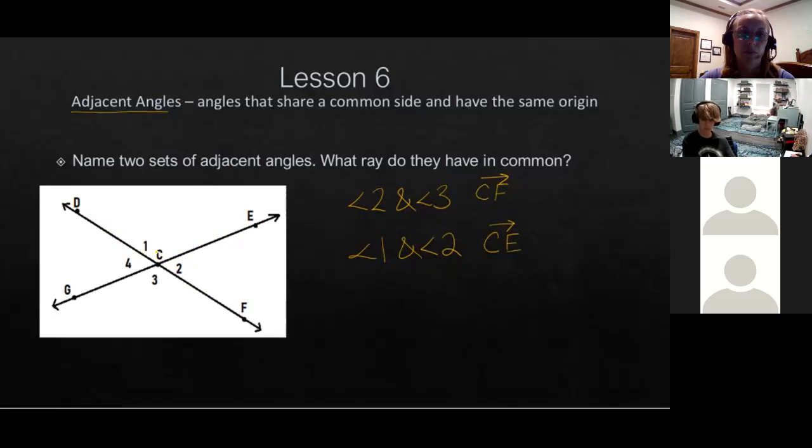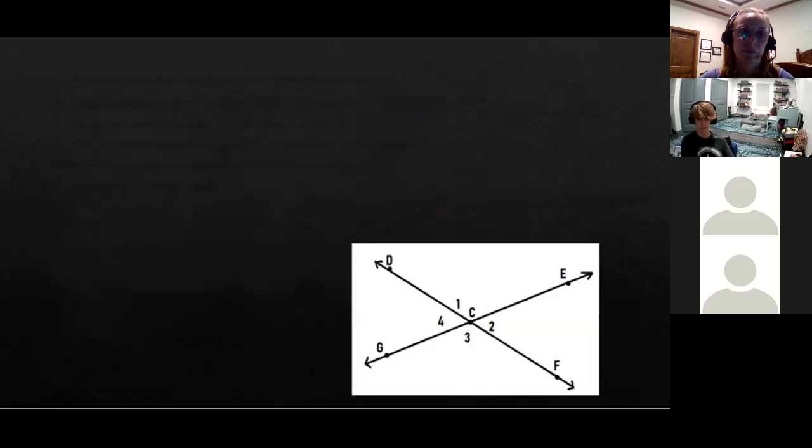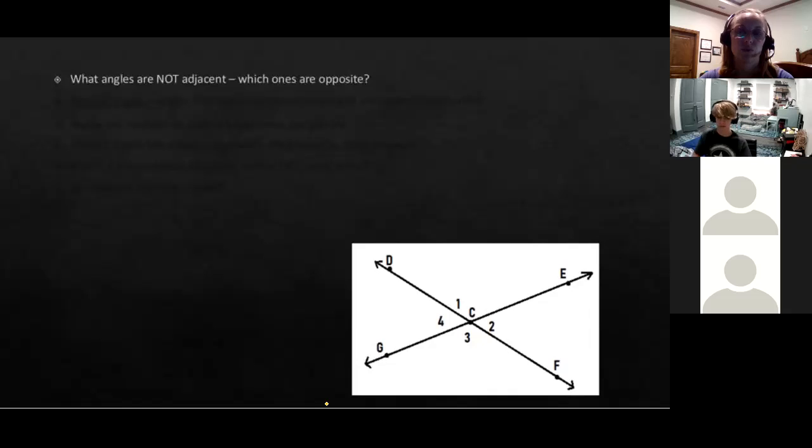I won't write the rest of them, but 1 and 2 are adjacent, 2 and 3 are adjacent, 3 and 4 are adjacent, and 4 and 1 are adjacent. All right, same picture. Which angles are not adjacent? Which ones are opposite? 4 and 2. 4 and 2, exactly.